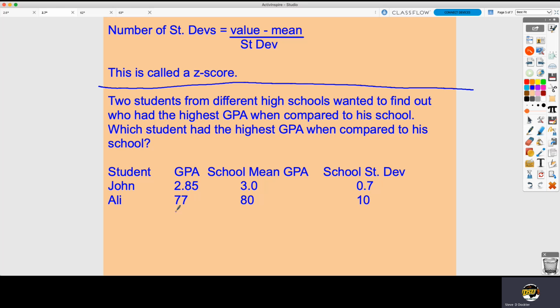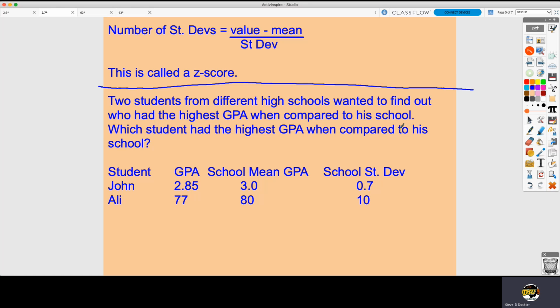All right, so take a look there. We've got two students from very different high schools who wanted to figure out who had the highest GPA when compared to their school. Which student had the highest GPA? Our goal here is to compare to the school averages. Compared to the school, which student is smarter?